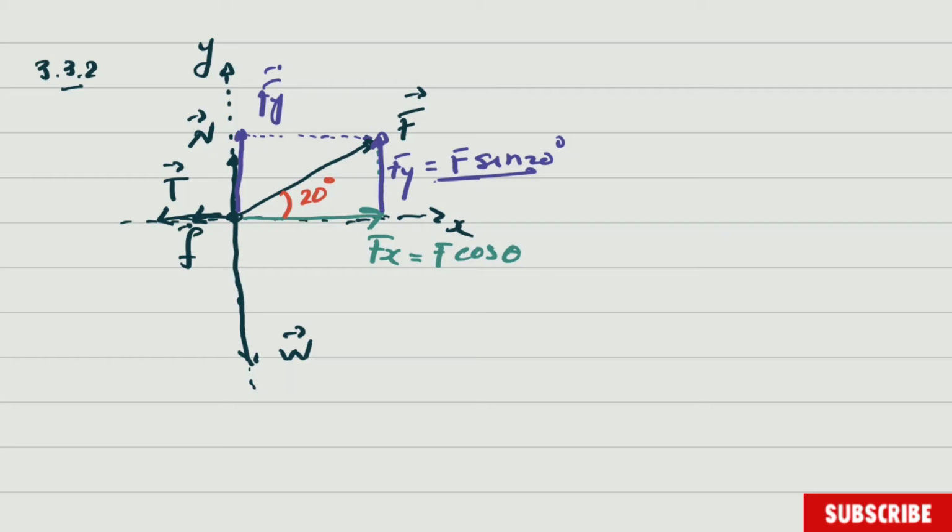Now we are looking for F. To calculate F, we can either use the F in y or the F in x. However, if you note, we don't have the normal. So we will struggle because we will have two unknowns. So rather, let's work in the x-axis, because we have all the variables there. We have all the physical quantities. We know all of them.